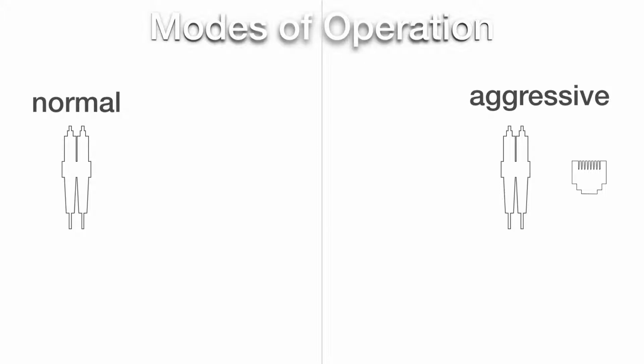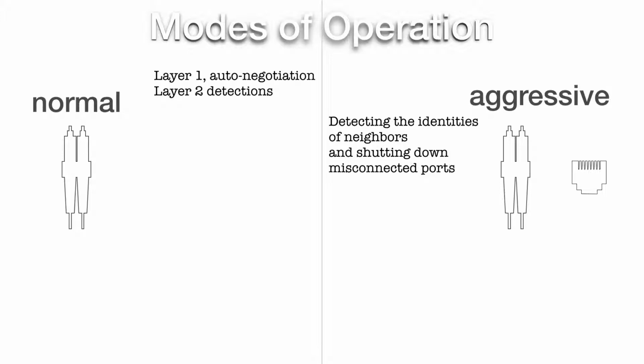In normal and aggressive modes, UDLD works with the Layer 1 mechanisms to learn the physical status of a link. At Layer 1, auto-negotiation takes care of physical signaling and fault detection. UDLD performs tasks that auto-negotiation cannot perform, such as detecting the identities of neighbors and shutting down misconnected ports. When you enable both auto-negotiation and UDLD, Layer 1 and Layer 2 detections work together to prevent physical and logical unidirectional connections and the malfunctioning of other protocols.